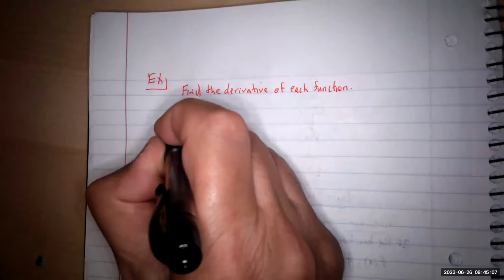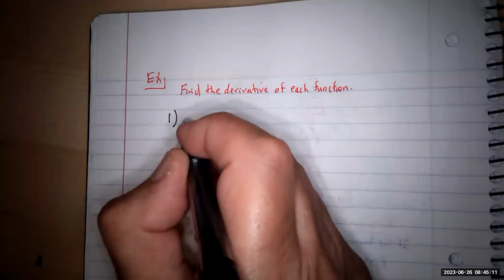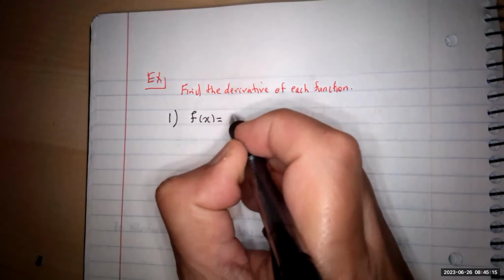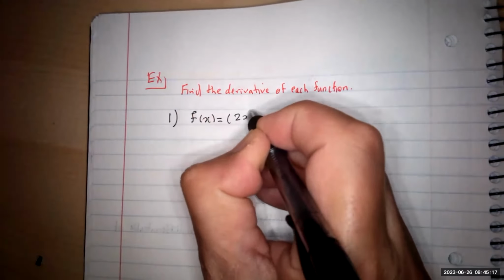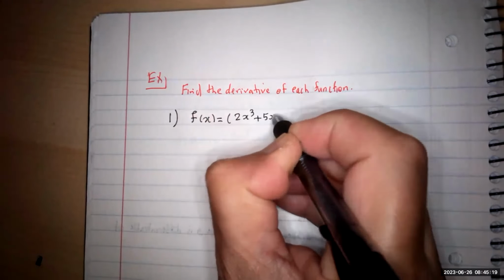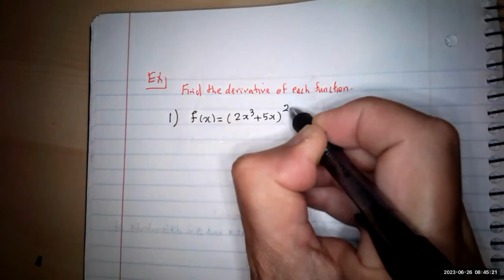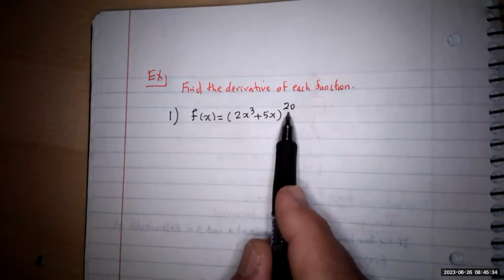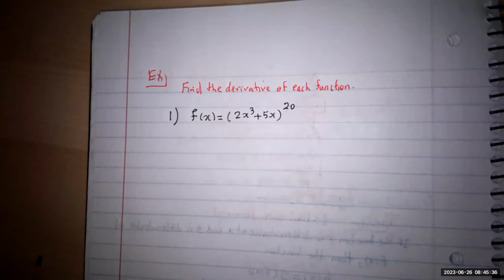Case 1. It's just a power function. It's parentheses raised to some power. You see f of x equal to 2x cubed plus 5x raised to the 20. You see, as soon as you see this one, we say it's a chain rule type because it's a parentheses raised to 20. This is how you can think about it.